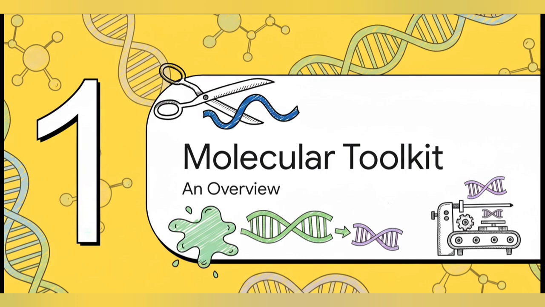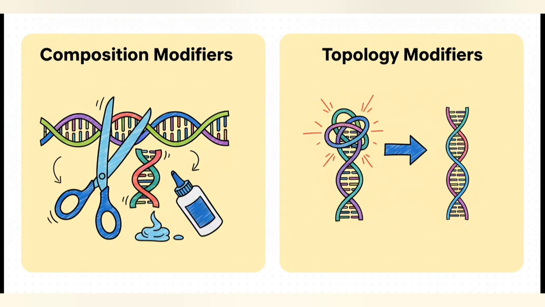Genetic engineers have this whole suite of specialized proteins called enzymes that they use to manipulate DNA, and they pretty much fall into two main categories based on what they do. Okay, so on one hand, you've got your composition modifiers. These are the heavy lifters, the tools that actually change the DNA sequence. Think of them as your cutters, pasters, and copiers that rewrite the code itself. Then, on the other hand, you have topology modifiers. Now, these guys don't change the code, but they manage DNA's physical shape. It's kind of like untangling a knotted rope so you can actually work on it.